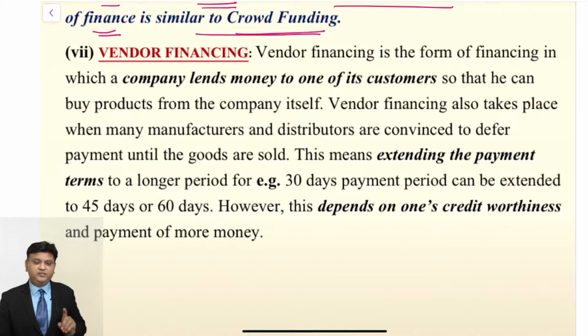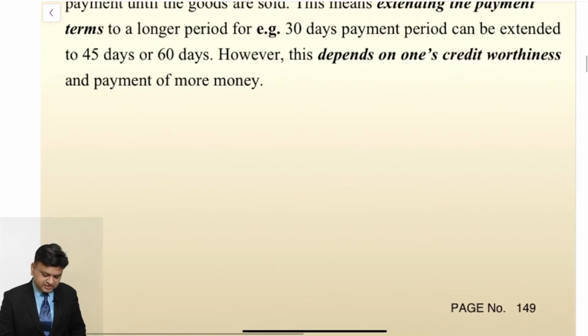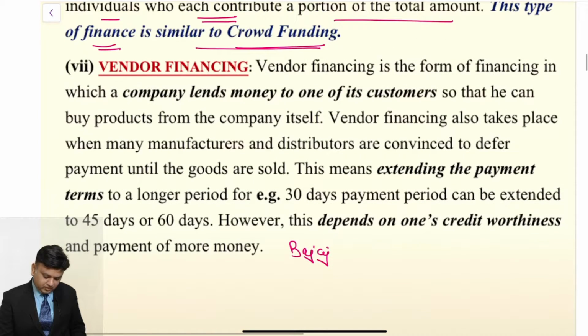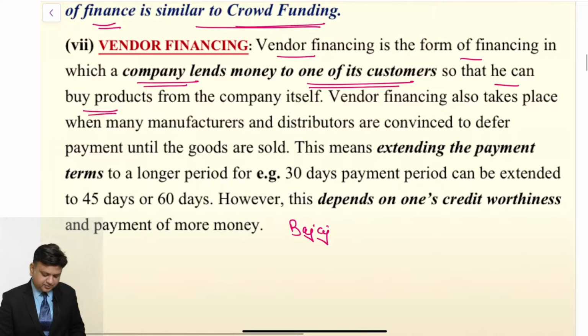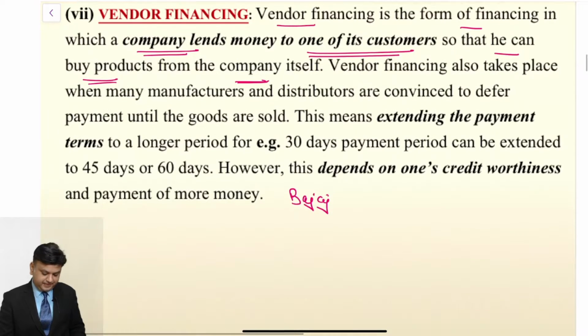Vendor financing. You can keep the example of the Bajaj. Vendor financing is a form of financing in which the company lends money to one of its customers so that he can buy the products from the company itself. So basically they are doing two types of business. One is that they make profit on sale of that product, and at the same time they charge interest from you. So they do business with you two times.